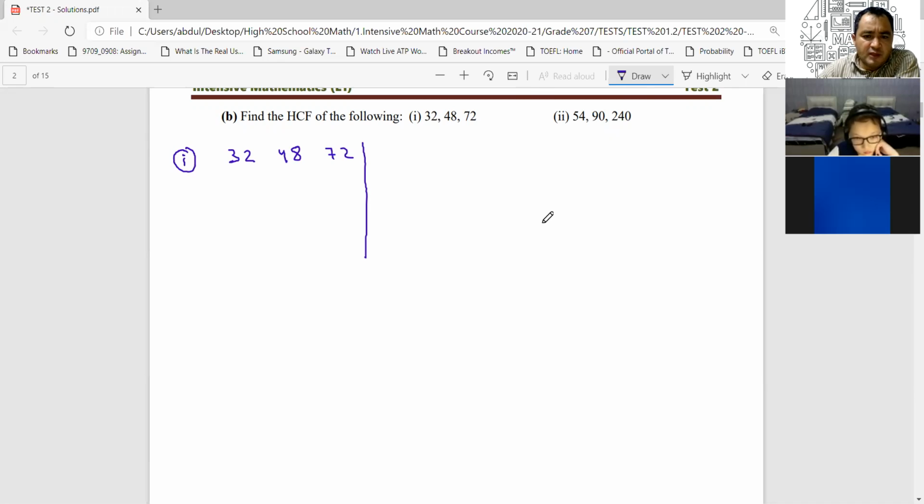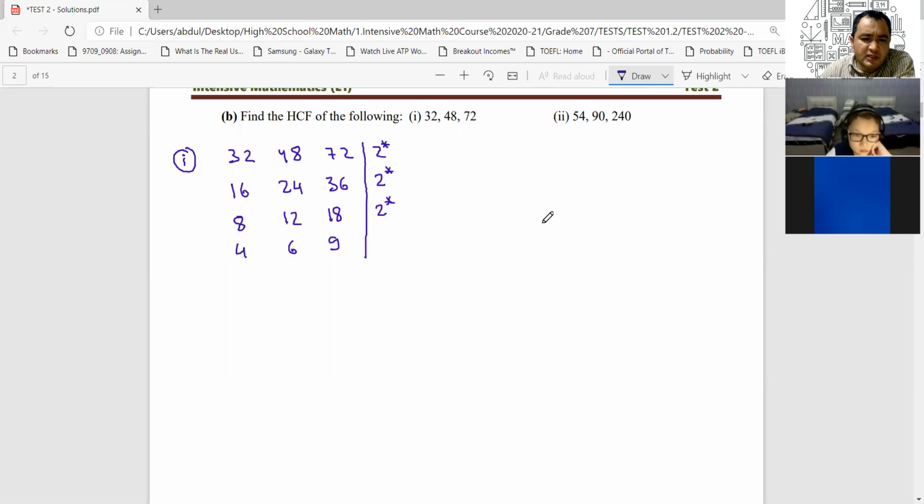So first, if you divide by 2, as you see, all numbers are divisible by 2. Let me just put a kind of star here. Let's say asterisk, no problem. So here we have 16, here we have 24, and here we have 36. And still all numbers are even numbers, so still we can divide by 2. So here we have 8, 12, and 18. Still all numbers are even numbers, so still we can divide by 2. It is 4, and it is 6, and here we have 9.